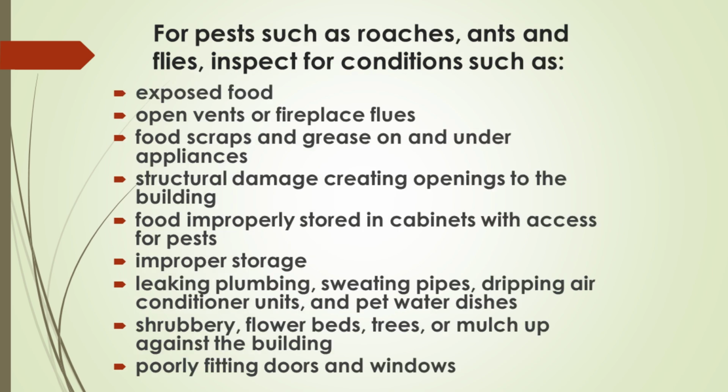For pests such as roaches, ants, and flies, inspect for conditions such as exposed food, open vents or fireplace flues, food scraps and grease on and under appliances, structural damage creating openings to the building, food improperly stored in cabinets with access for pets, improper storage, leaking plumbing, sweating pipes, dripping air conditioner units, and pet water dishes, shrubbery, flower beds, trees, or mulch up against the building, poorly fitting doors and windows.